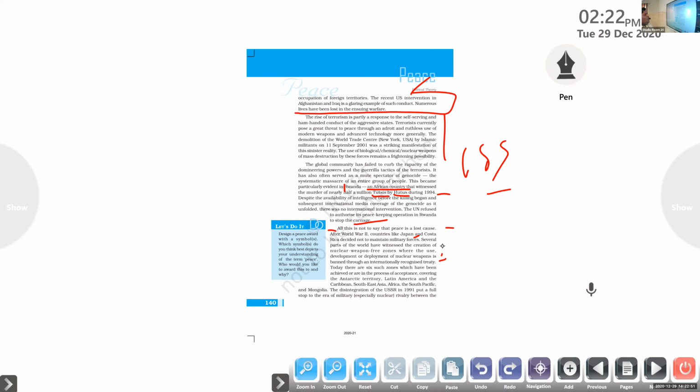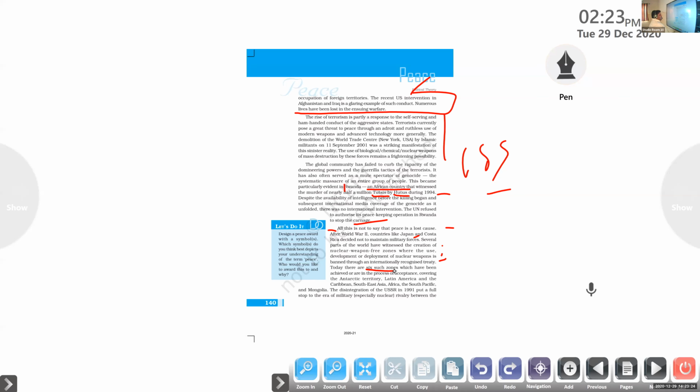The UN stopped the invention or deployment of nuclear weapons in some special areas in the world. No country can use any nuclear weapon in these regions. There are 6 zones. What are they? They are the Antarctic territory, Latin America and the Caribbean, Southeast Asia, Africa and the South Pacific, and Mongolia. These areas are excluded from the use or deployment of nuclear weapons.